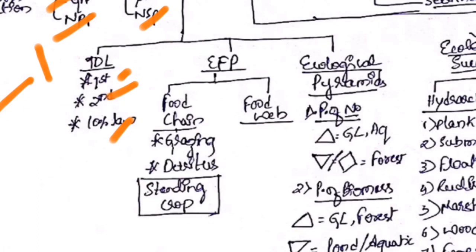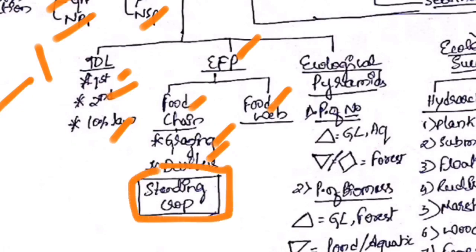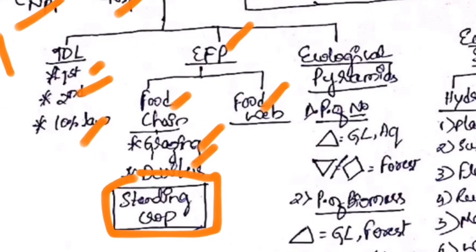Next is energy flow patterns: food chain and food web. Within the food chain, we studied grazing food chain and detritus food chain. Here we need to know what a standing crop is. It is the total amount of organic matter present at any given trophic level at a particular time. Next, we started with ecological pyramids.